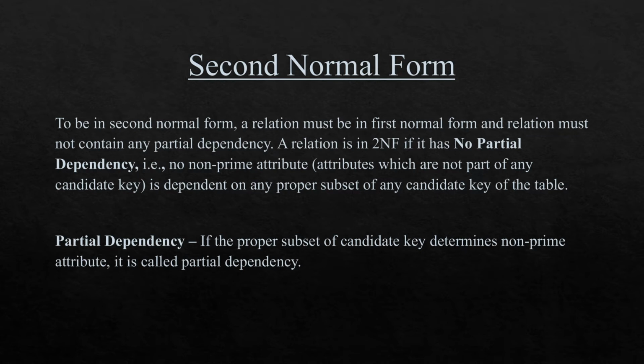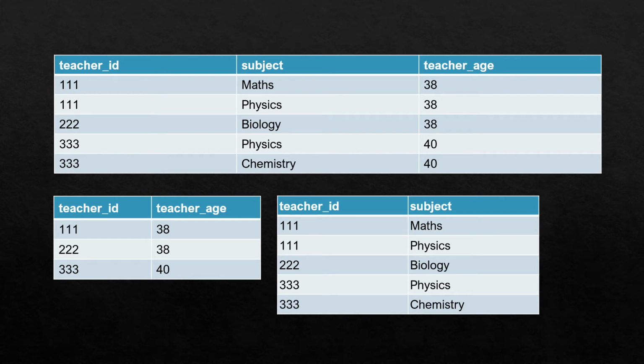Now what is a non-prime attribute? Attributes which are not part of any candidate key are called non-prime attributes. So here we can see the example. Suppose a school wants to store the data of teachers and the subjects they teach. They create a table containing the teacher ID, subject and teacher's age. Since a teacher can teach more than one subject, the table can have multiple rows for the same teacher. Now here the candidate key is teacher ID and subject, but the non-prime attribute is teacher age.